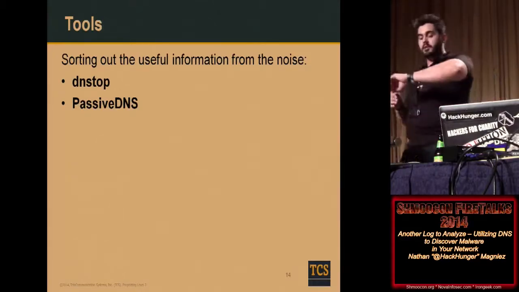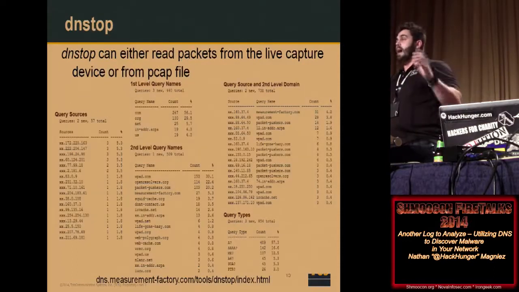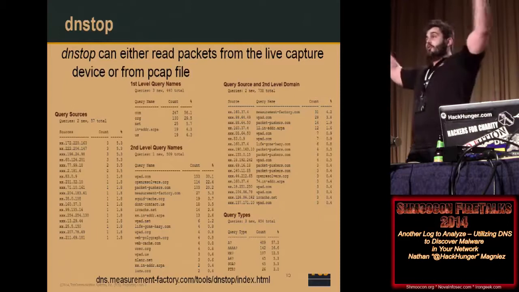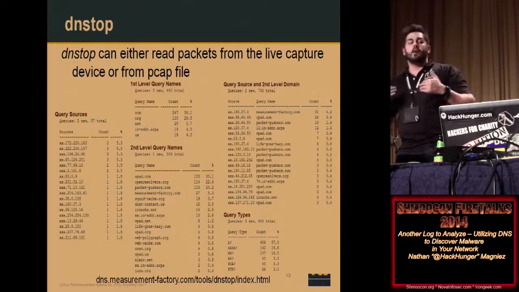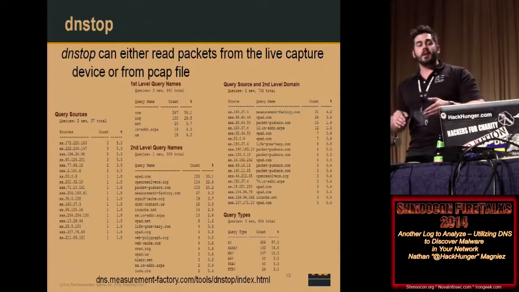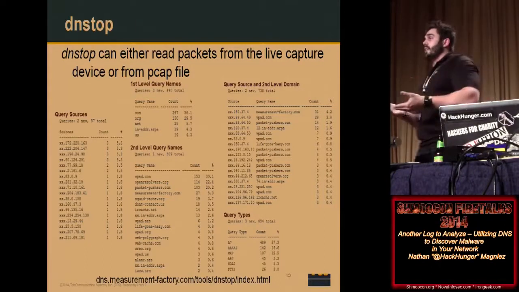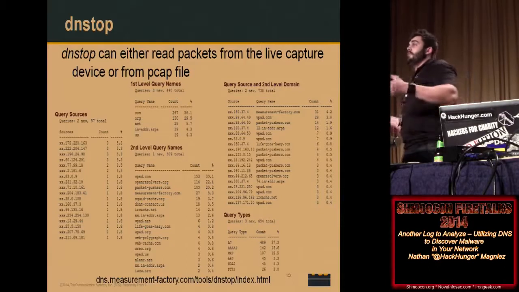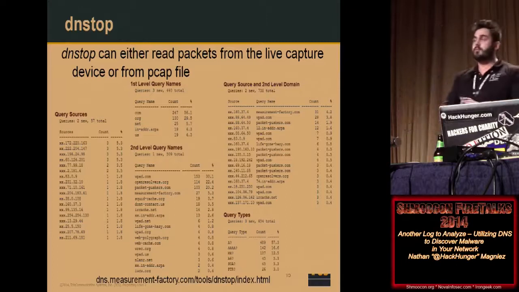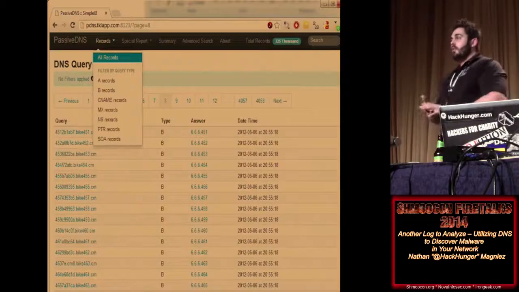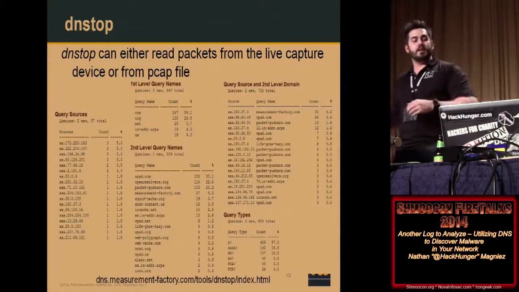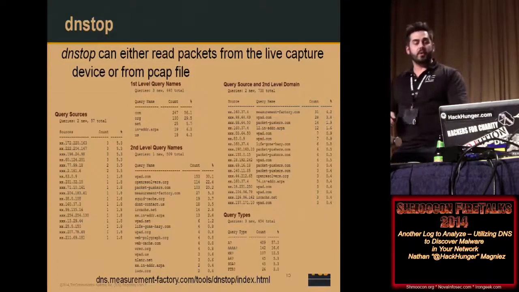So some tools that we're going to talk about to separate the information overload from what we need to look at here are DNS top and passive DNS. The first one is DNS top. It can either be used as a live capture or you can feed a PCAP file into it as well. It's only going to take in TCP information, so that's one little flaw.